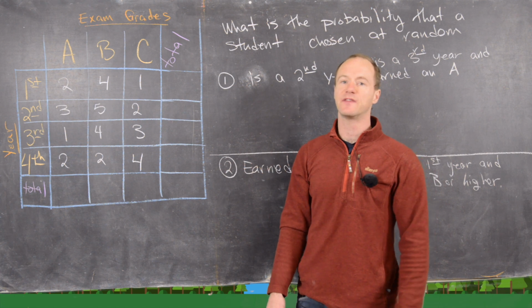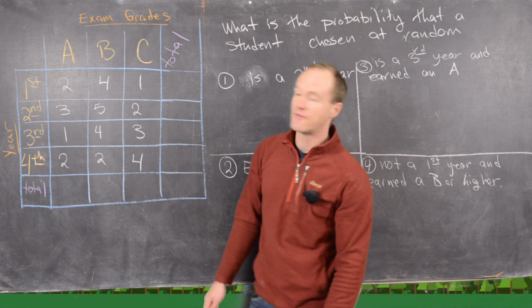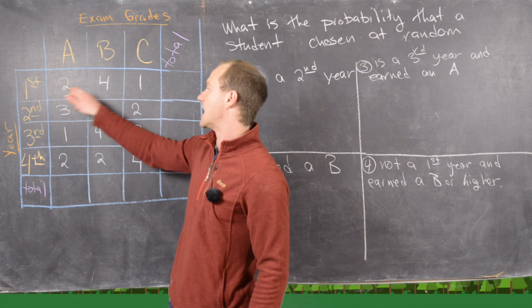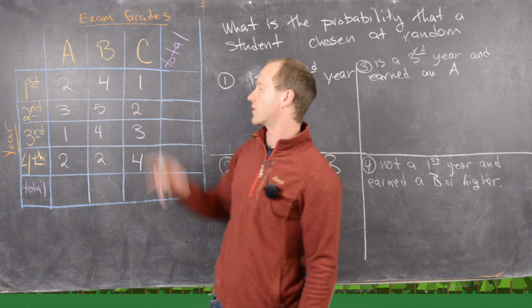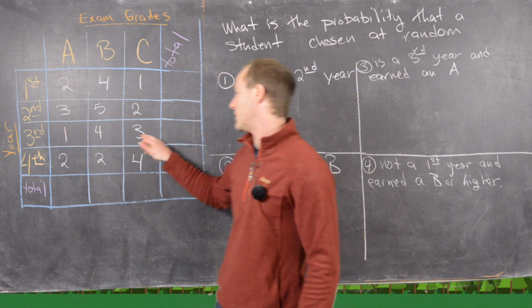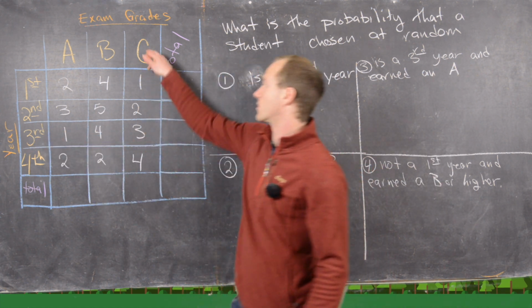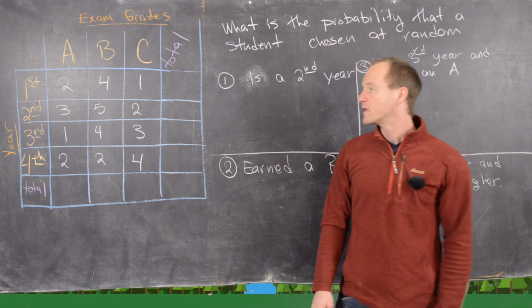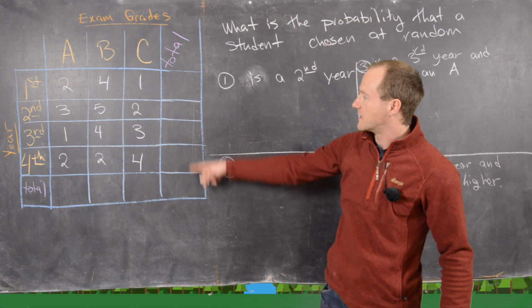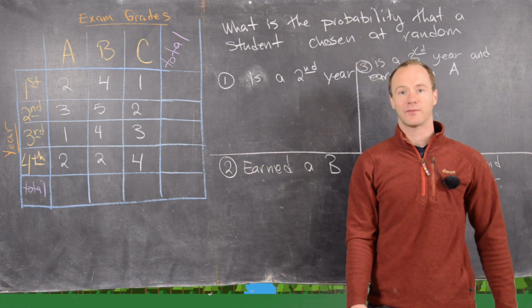And how you want to read this is that of everyone in the class, 2 people were first years that earned an A, 4 people were first years that earned a B, and so on and so forth. So maybe 3 people are third years that earned a C. Okay, great. So now let's go ahead and fill in the rest of the chart. What I mean by this especially is these total columns.